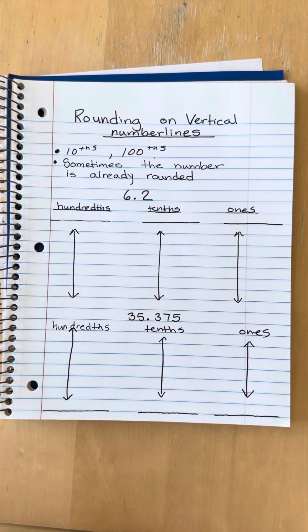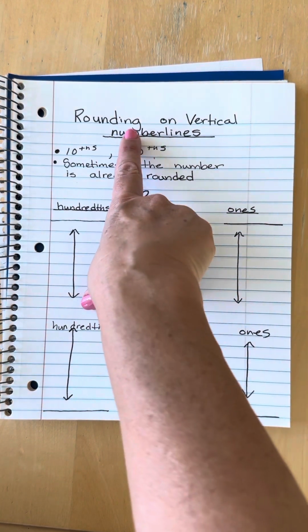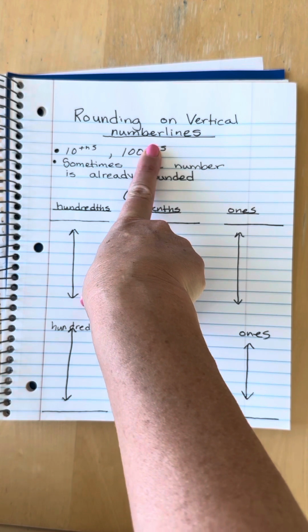In this video, we're going to be using the strategy of rounding numbers, including the tenths and the hundredths, on a vertical number line. For this video, I went ahead and set up my paper in advance. You can pause the video as we're moving through to set up each portion as we go. So, we're rounding numbers on vertical number lines.